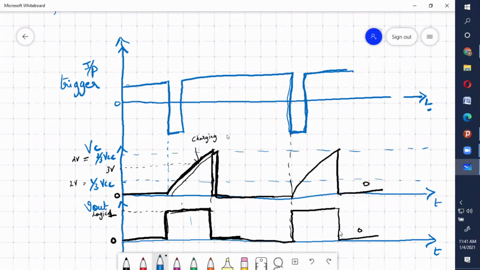Have you noted down the waveform, students? Have you copied the waveform? Writing one pulse is enough. It's only for your representation that I showed that.